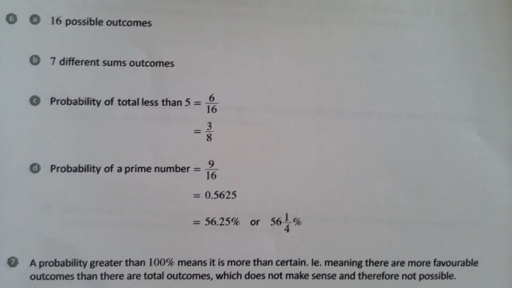How have you gone? Now, your sentence doesn't have to be exactly the same as this, but you need to have put in that the probability is greater than 100 somewhere, more than certain, it's 100% certain, it's more favourable than outcomes, therefore it's not possible. Okay?